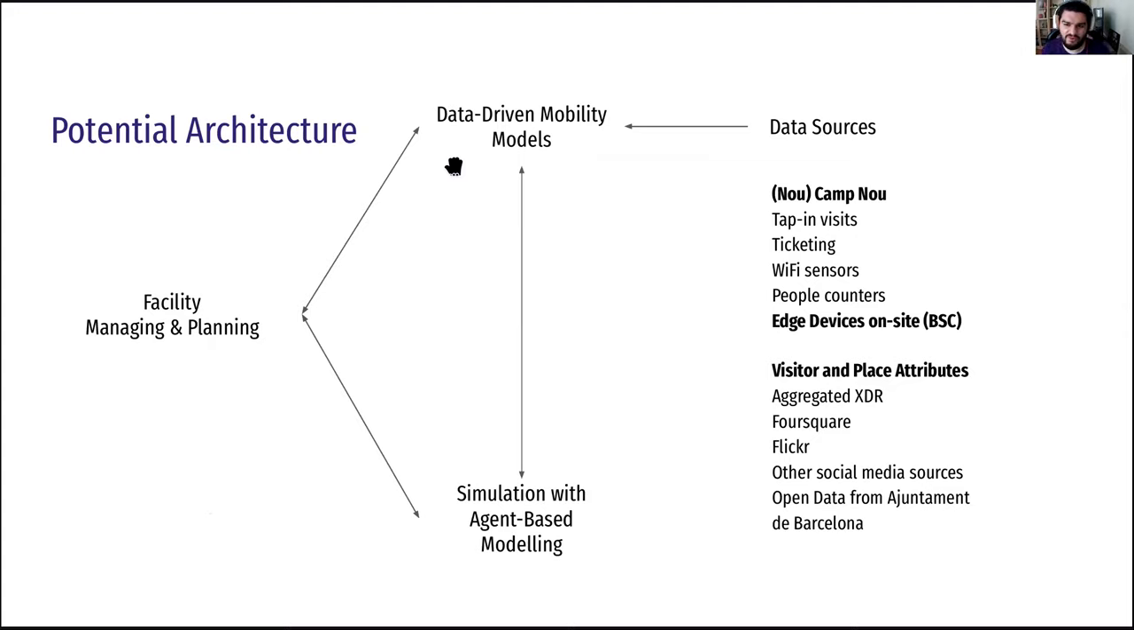So if we want to build a solution, what will we do? Following the different tutorials that you have seen today, we have lots of data sources. We will describe some of them later. From these data sources, we will do some kind of data science, data-driven mobility models. These models will help us learn more about how people behave. So we will put this knowledge into rules for the simulator. And both the simulator and our analysis will provide knowledge, information, insights regarding facility management and planning. So that seems like a reasonable architecture from a technical point of view.